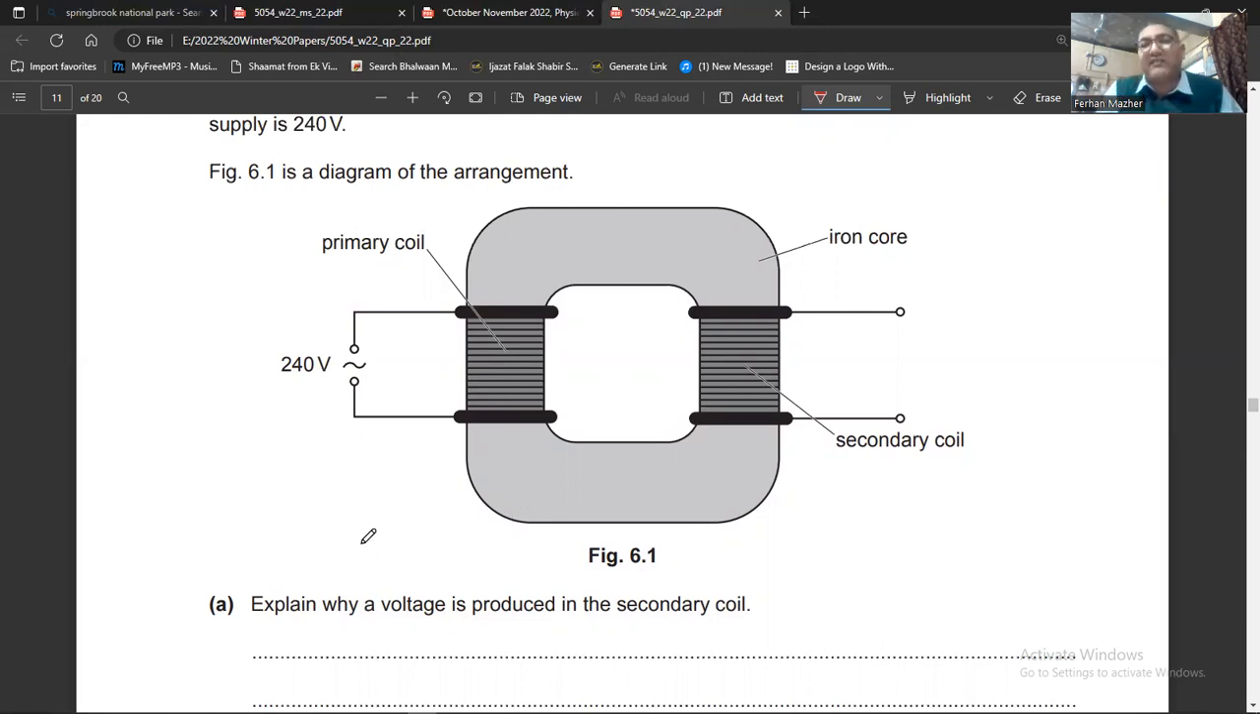So the magnetic flux of this primary coil is periodically changing direction-wise and magnitude-wise. That magnetic flux through the iron core is passing through the secondary coil. So through the secondary coil, the passing magnetic flux is changing. Due to that changing magnetic flux, the EMF is induced in the secondary coil.